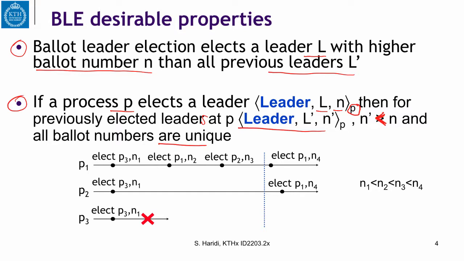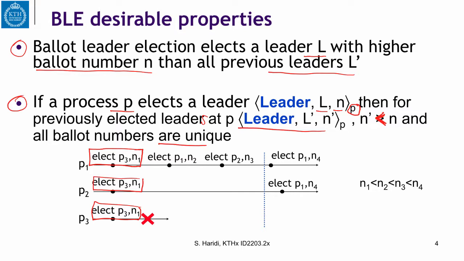But these ballots are monotonically increasing, and it is unique per leader. So here is a time-space diagram where you can see the situation. We have 3 processes. At process P1, it gets an indication event or an output event that says P3 is a leader with a ballot number N. And that happens also at P2 and at P3.